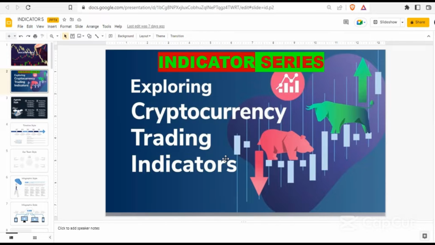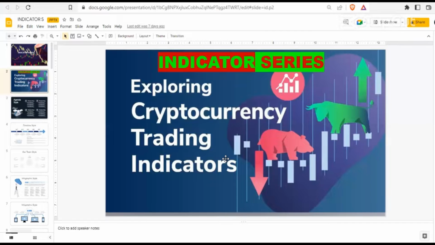Indicators are good in guiding you on taking any trade, helping you to ensure that you take a trade at the right time and not miss out. So I'm going to be sharing with you different indicators. You can use the one that you prefer. There are different ones. This indicator series is going to continue. I'm going to be posting different ones weekly. I will be working on so many.